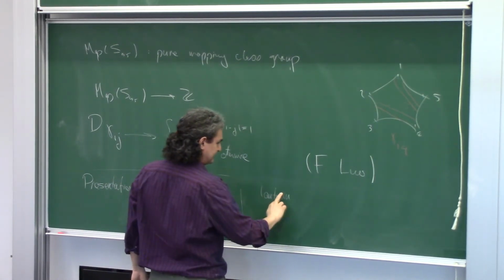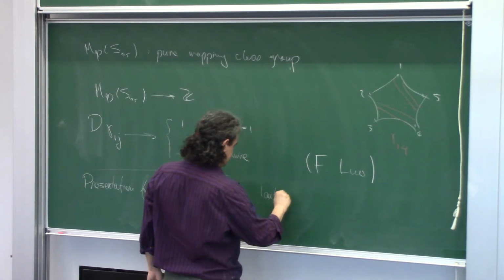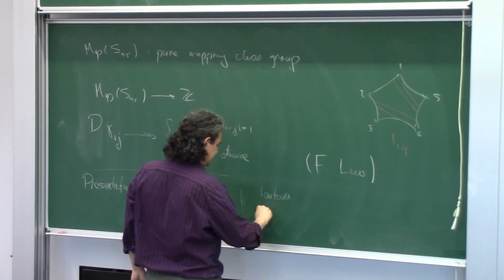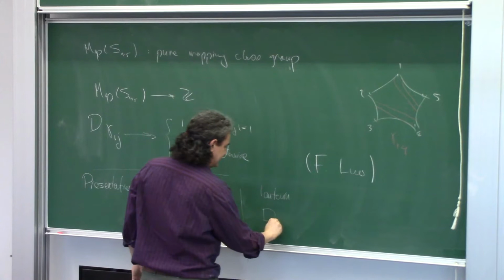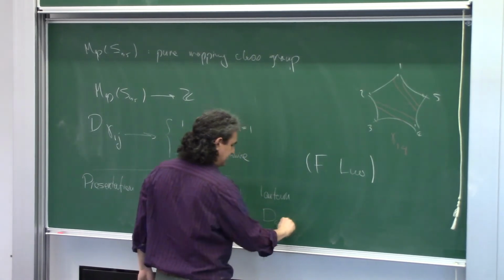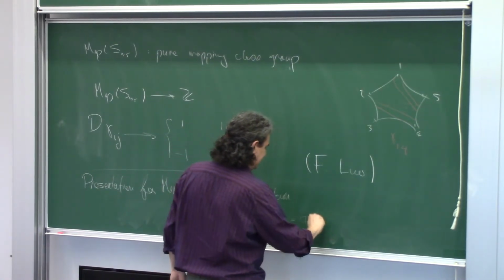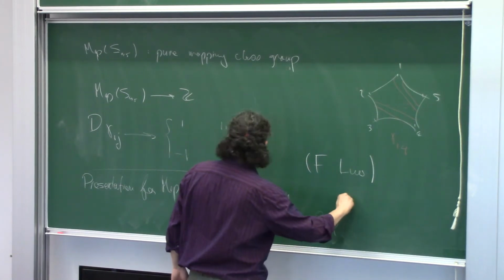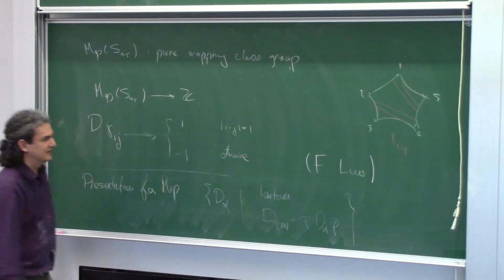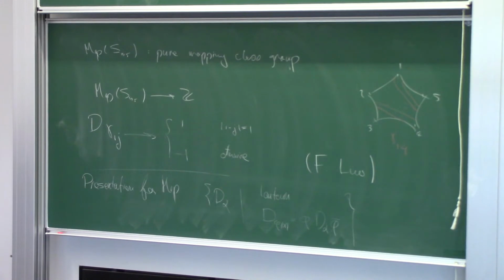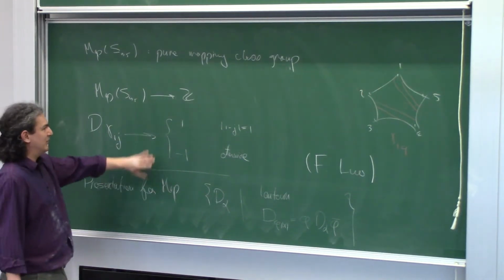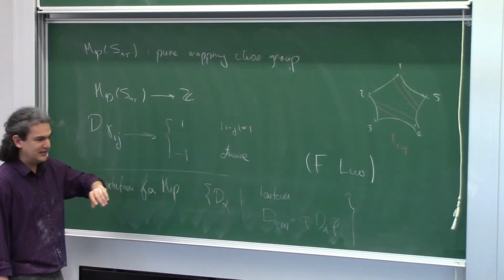There's the lantern relation, and then there is the other relation, which is the Dehn twist around phi of alpha is phi Dehn twist around alpha phi inverse. Right? So this is the presentation of the mapping class group. So if I want to say this is a homomorphism, I have to check these relations.